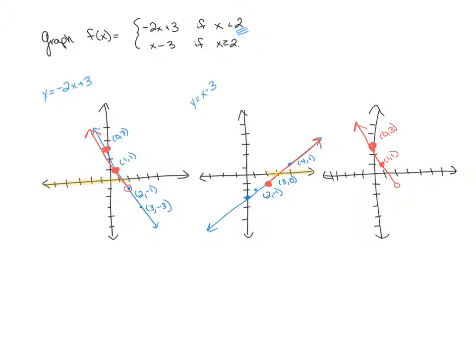And now I transfer that onto my final picture. I have the point (2, -1). So it actually fills in this hole we had before, (2, -1). And then I transfer the rest of the information. We had the point (3, 0) and the point (4, 1). And now taking these two pieces together, that's the graph of the piecewise.